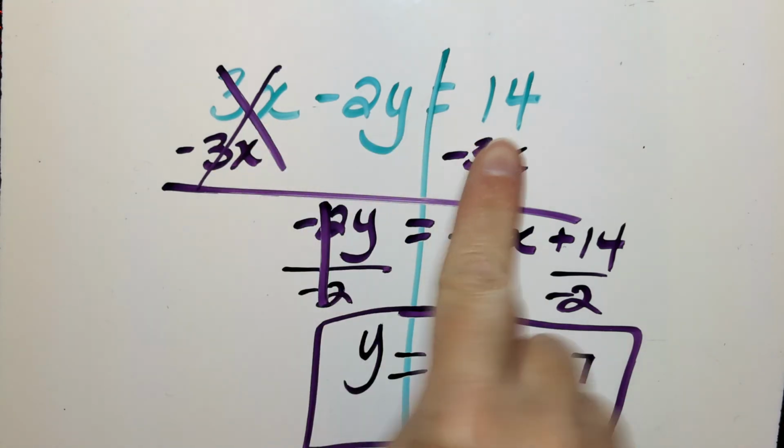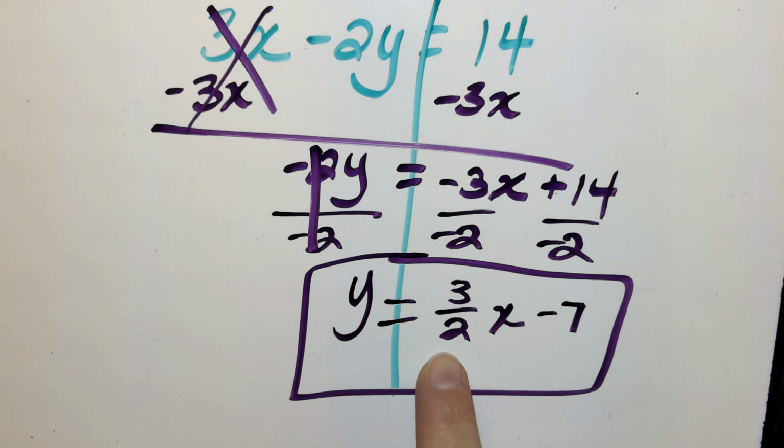Those cancel. Y equals a negative divided by a negative is positive. So it's 3 over 2x. And a positive 14 divided by a negative 2 is a minus 7, or a negative 7. Y equals m, your slope, x, plus or minus, so in this case it's minus 7, so this is your y-intercept. There you go. You have rearranged standard form into slope-intercept form.